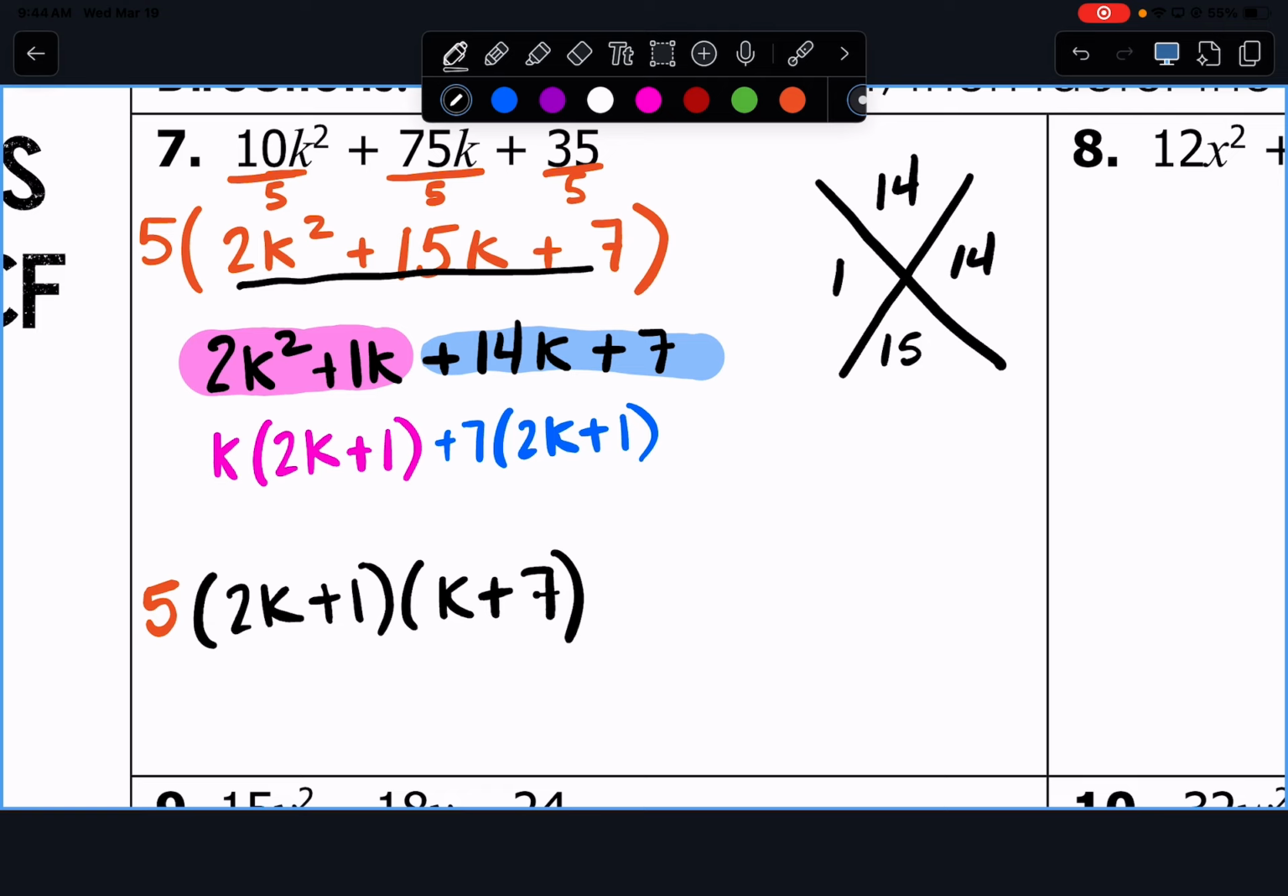It just has the 5 in front. Okay, that's one method to do this. Take your GCF out first and then just put it with your answer. Okay, pros of that: it gives you smaller numbers.